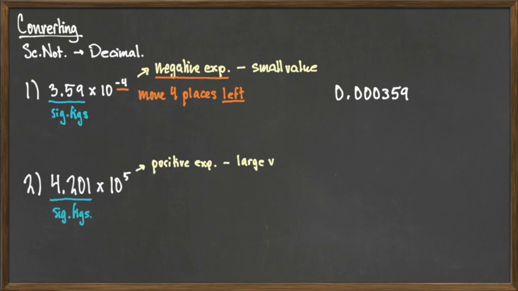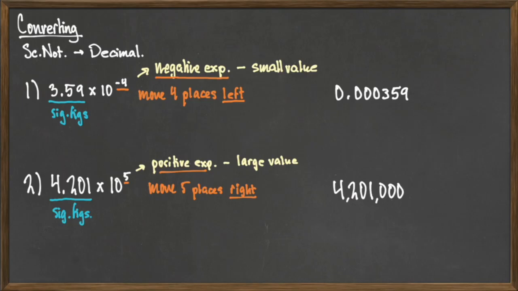Next, take the number 4.201 times 10 to the 5th. Positive exponent, large number, so I'm going to be moving my decimal place 5 places over to the right. This will give me 4,201,000.